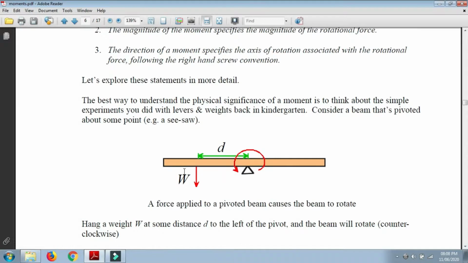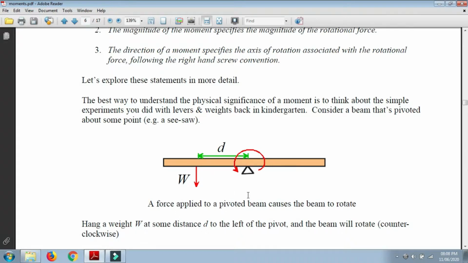Like this is the force acting over here and it is the distance d. When this weight W is fixed over here, it will be able to rotate this beam in a direction which is called anti-clockwise. So a force is applied to a pivoted beam.